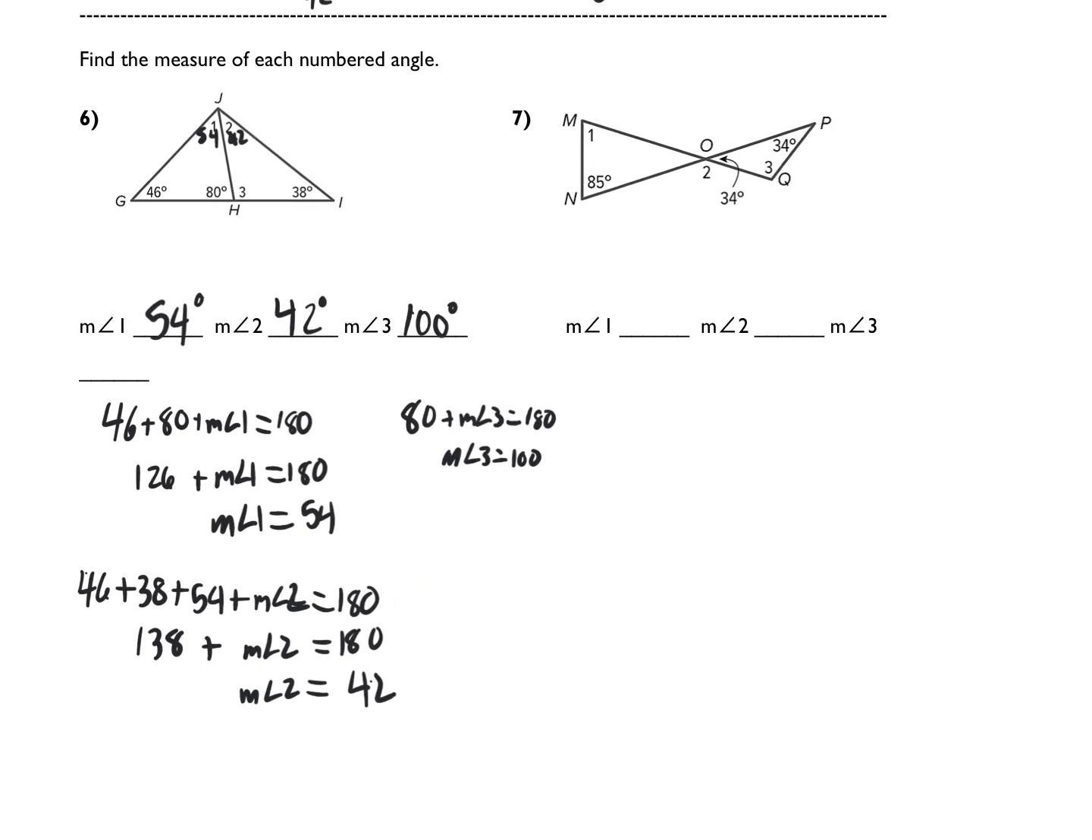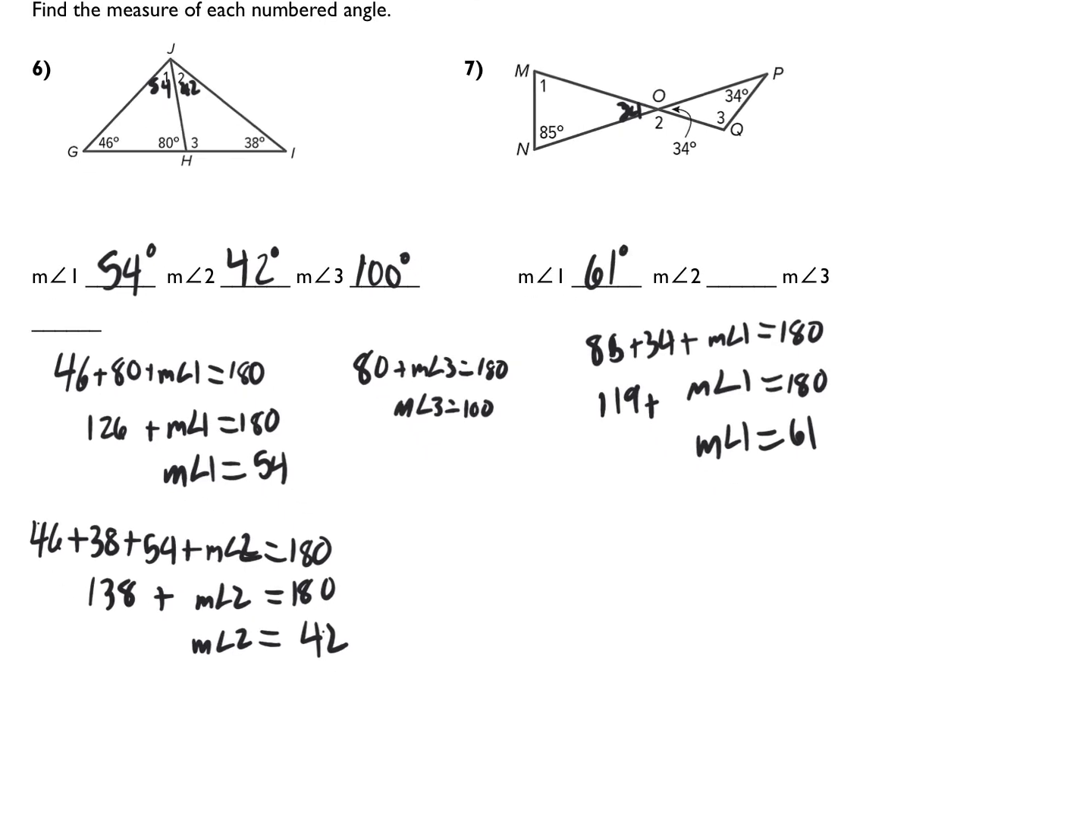All right, number 7 here. Let's see, so if that's 34, that means this is 34 because those are vertical. So we do 85 plus 34 plus measure of angle 1 is 180. 85 plus 34 is 119. And so if we subtract that from 180, we get 61.